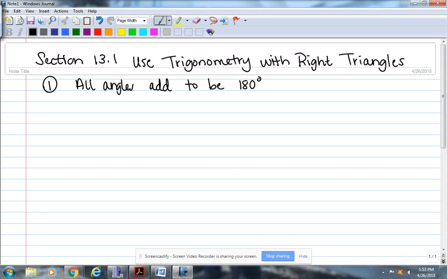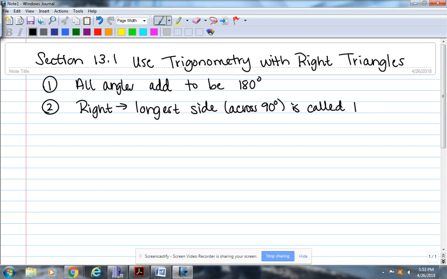All right. Something else about triangles. If we have a right triangle, the longest side, which is the side across from the 90-degree angle, is called the hypotenuse. Y'all remember that word? And it's always across from the 90-degree angle. Hypotenuse.